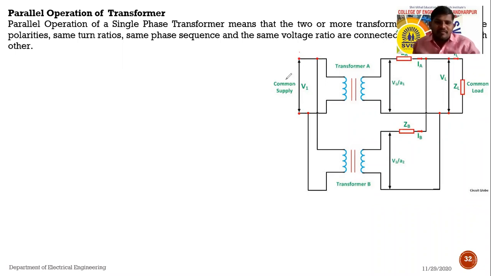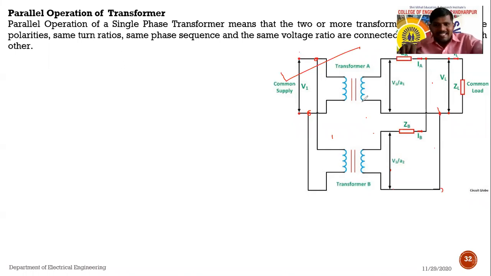Simple diagram in front of you. If the primary of both the transformers is connected to a common supply, and the secondary of both the transformers is connected to a common load, then we can say these two transformers, that is transformer A and transformer B, are operated in parallel, or connected in parallel.